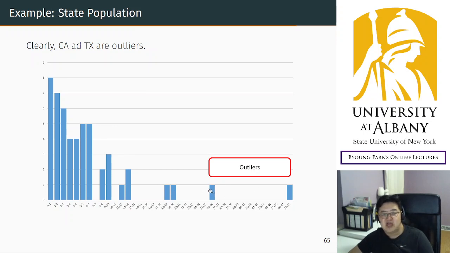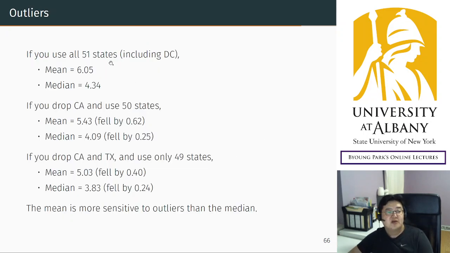So they may contaminate the average. To see how much they change the data, if you use all 51 states, the mean and median were calculated like this, right? We calculated them earlier. And suppose that from the data, you think California is an outlier. So you deleted California from the data. So there are only 50 states. Then the mean and the median would change if you recalculate them in the data without California.